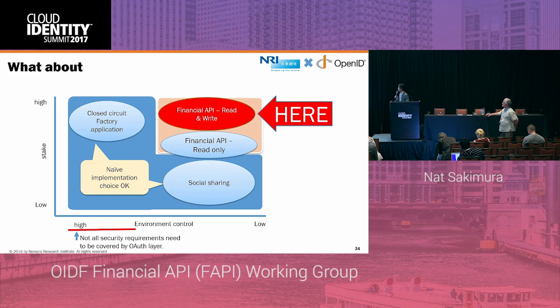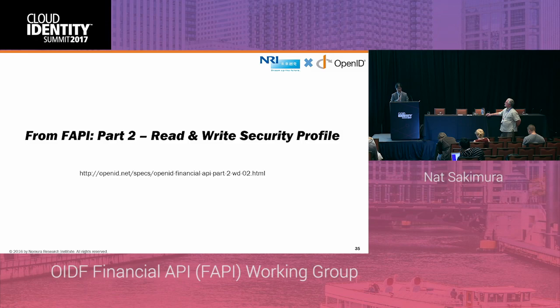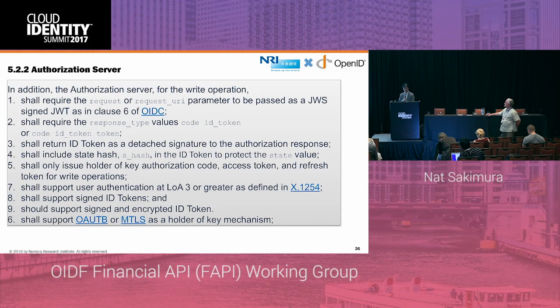Now, for read and write, there's going to be much more to do. From FAPI Part 2, read and write, we've got these requirements. Notably, one of the biggest differences is that we require the request and request URI parameters to be passed as a JWS signed JWT as in clause 6 of OIDC, which means that all the requests are integrity protected, even through the user agent.